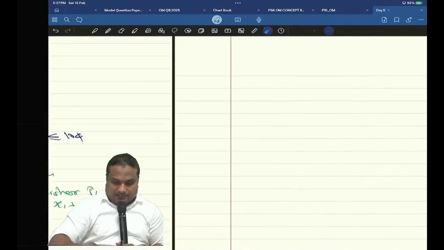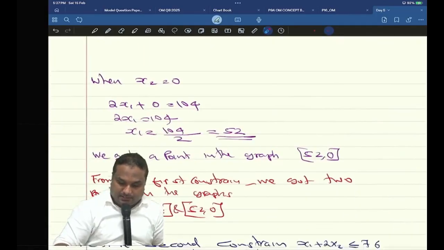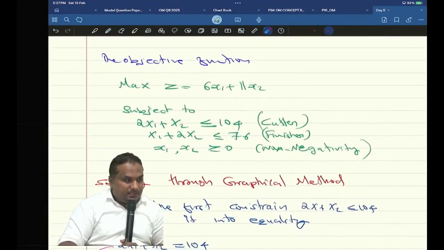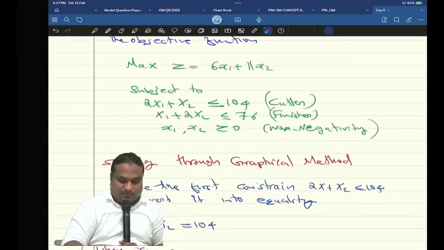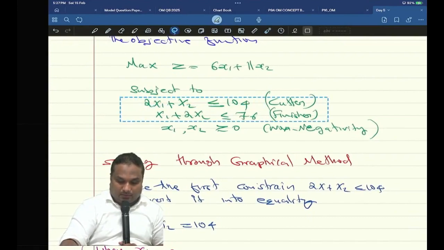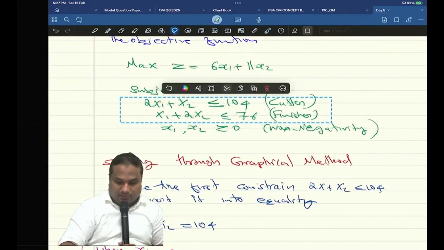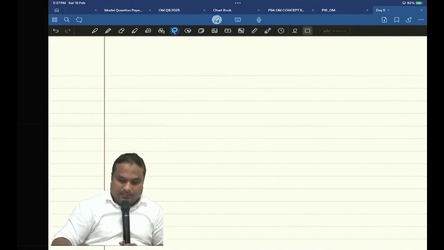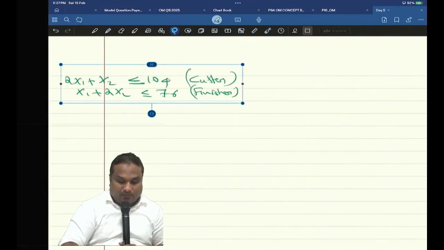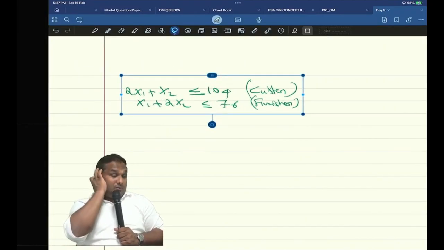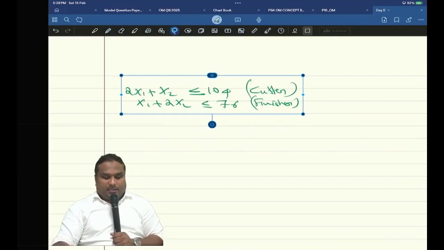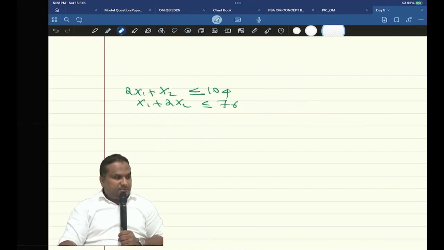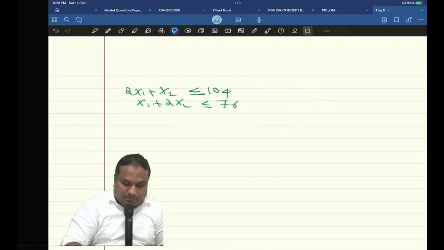First, our equations are 2x1 plus x2 less than or equal to 104, and x1 plus 2x2 less than or equal to 76. These are the two equations I am taking. Let's solve to see how x1 is 44 and x2 is 16. After that I will tell you the interpretation. Also, I am solving this question in MS Excel.